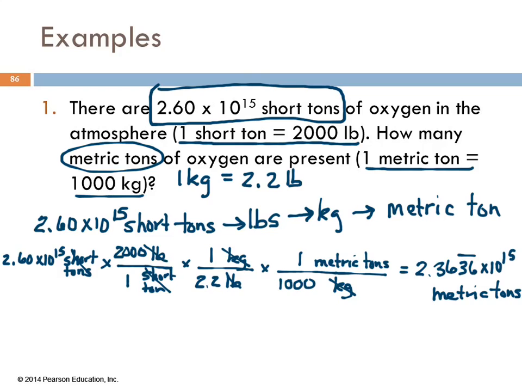We got an answer. Now we have to do sig figs. How many sig figs in this number? 3. How many in this one? Infinite. Short tons and pounds are both English units. So this is infinite. We don't have to think about that one. As we wrote it, how many does this one have?